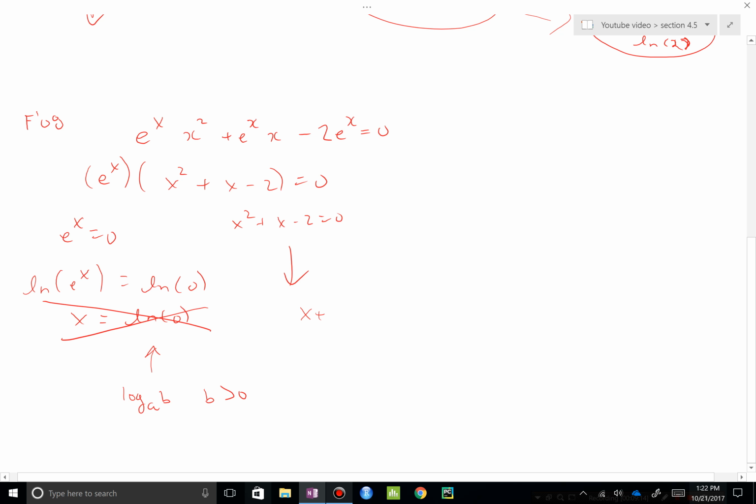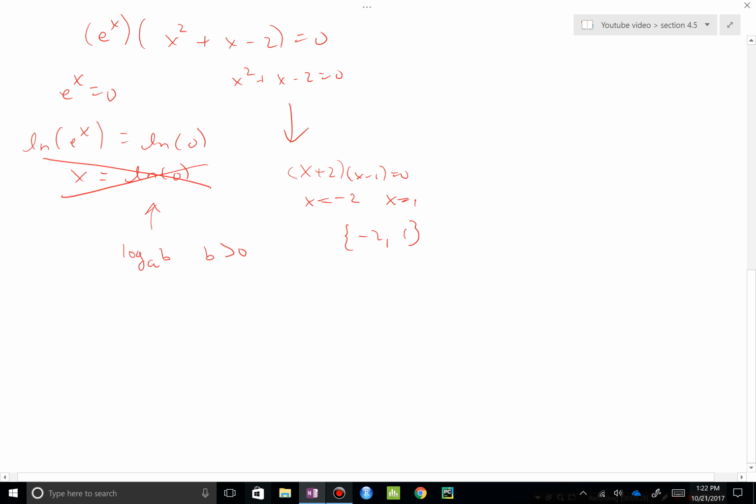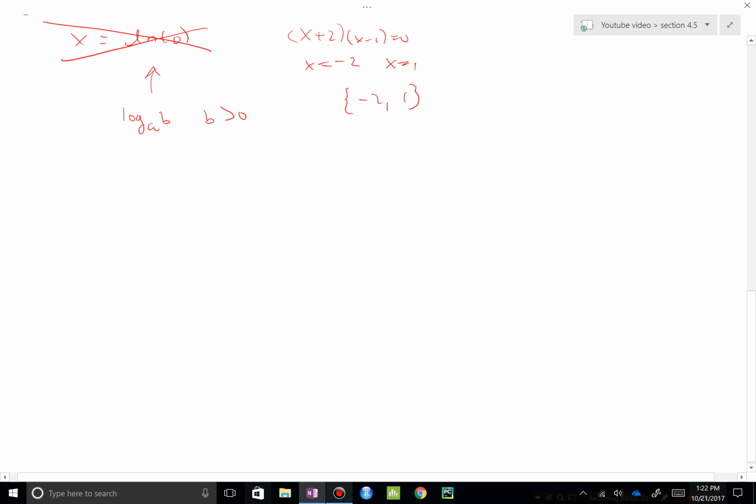This factors. Beautiful. Those are your only two answers. It's beautiful. Not hard. It's beautiful. All right. So once again, exponential needed a log to undo the exponential.